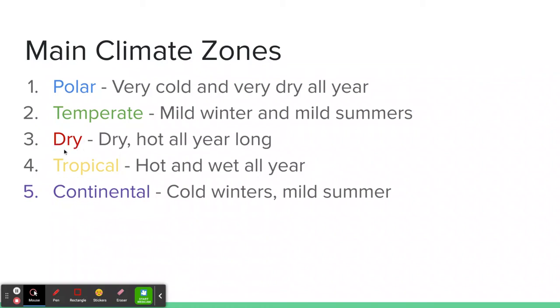Then you have your dry zones. Dry, it is hot all year long. This is when you get closer to the equator. It's always constantly very, very dry and hot. You have your tropical, which is hot and wet all year. So these are like your tropical rainforest, those types of areas. And then you have your continental, which is cold winters and mild summers. So if you see on this slideshow, it's got these labeled in different colors.